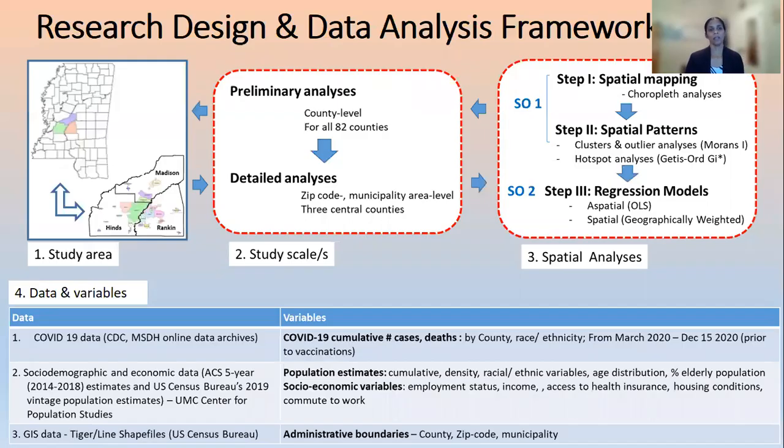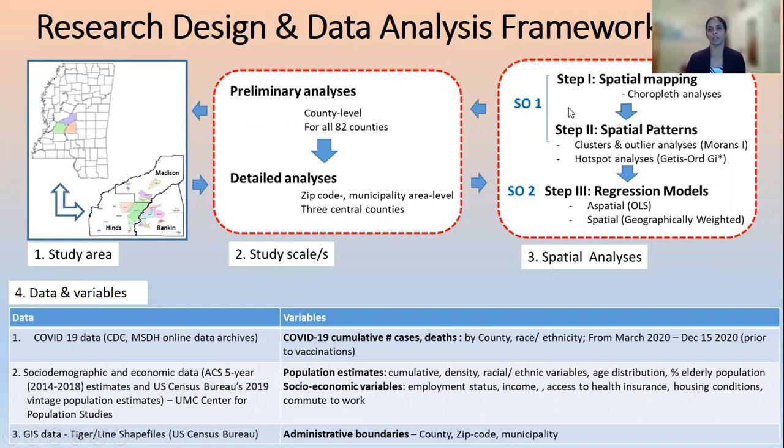For our study area, we focus on the state of Mississippi. We use data for all 82 counties. But the plan is to develop and apply the same approach for detailed analysis at municipality and zip code level. Our detailed analysis will initially focus on the tri-county area of central Mississippi: Hinds, Madison, and Rankin.